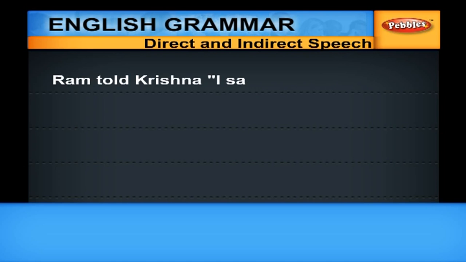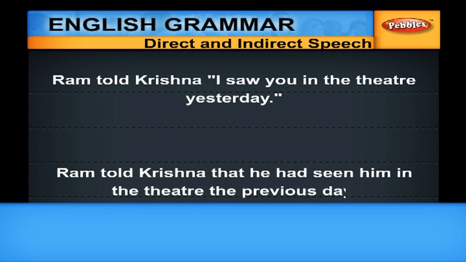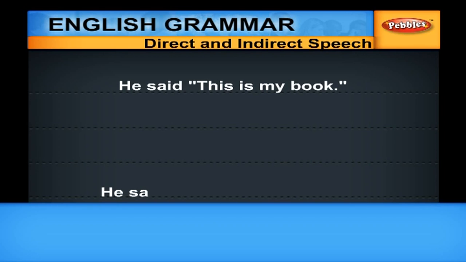Ram told Krishna, I saw you in the theatre yesterday. It is a statement. The conjunction has to be that. Ram told Krishna that he had seen him in the theatre the previous day. He said, this is my book. It is a statement. The conjunction must be that. He said that that was his book.